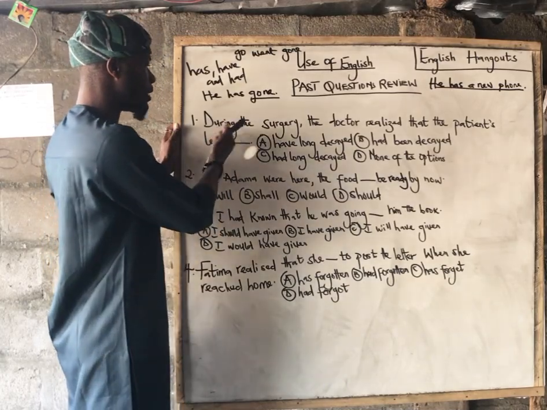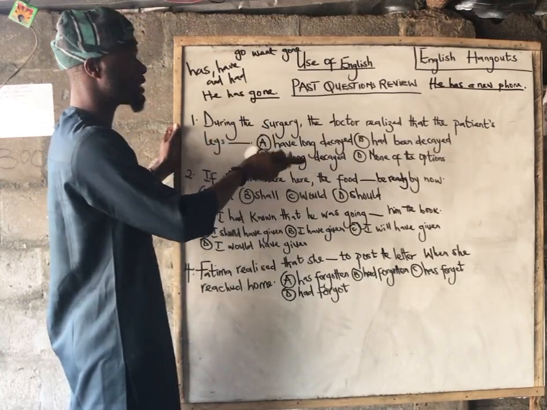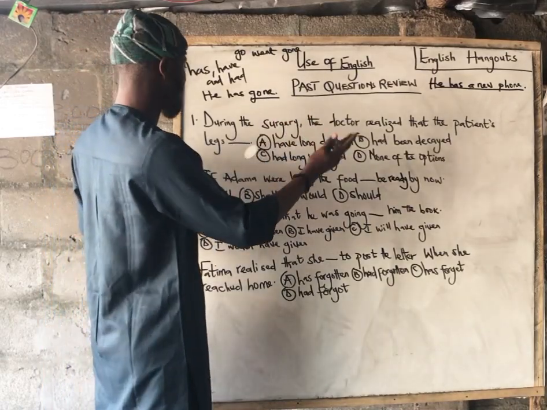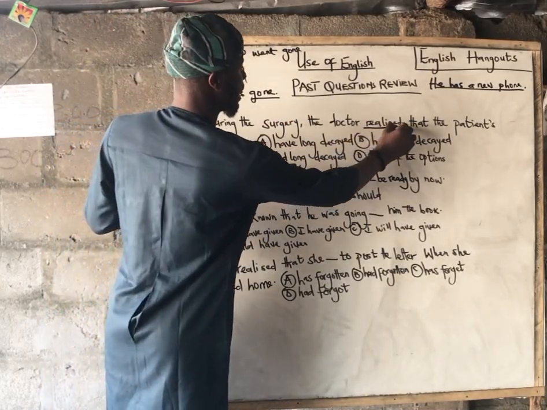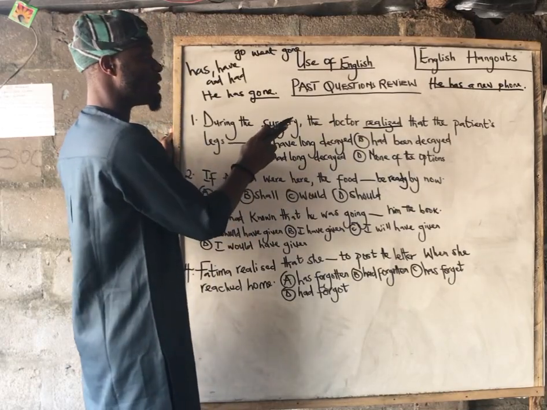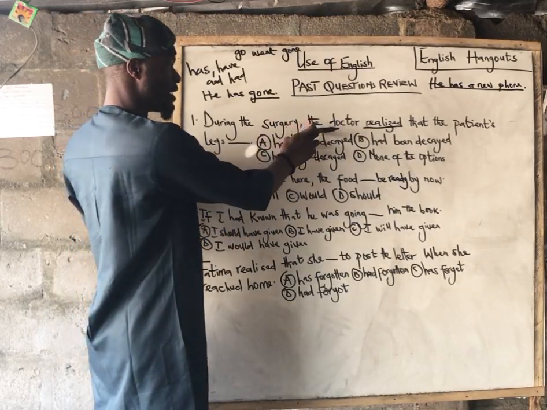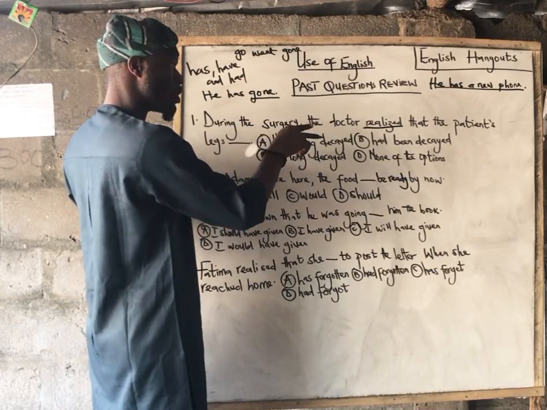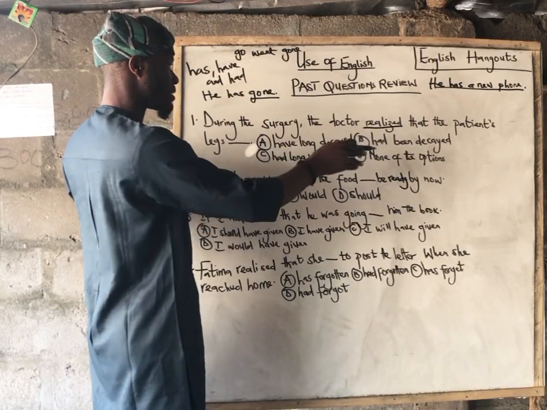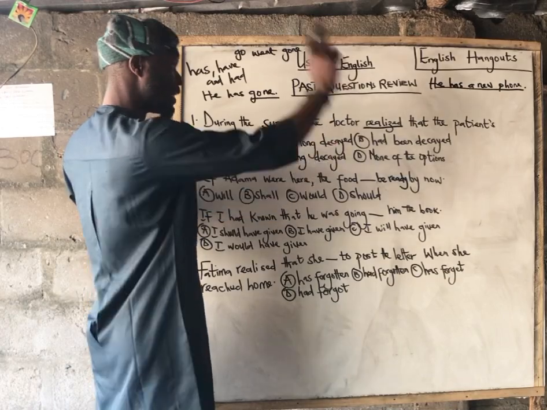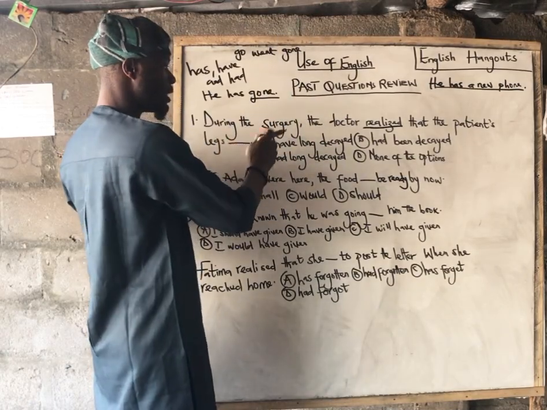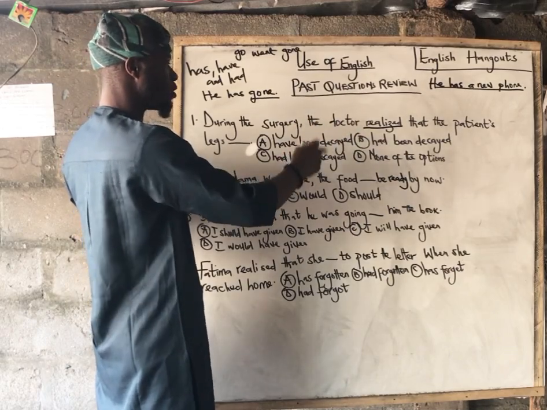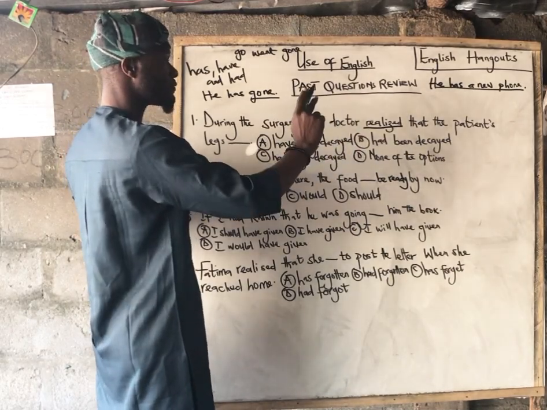So as a result, if you look at this, during the surgery, the doctor realized that the patient's leg dash. Here we have realized. This is to show that this particular event has happened before the surgery. So that particular event is in the past and the leg had decayed far before the surgery. Here we have long decayed, had been decayed, had long decayed, none of the above.